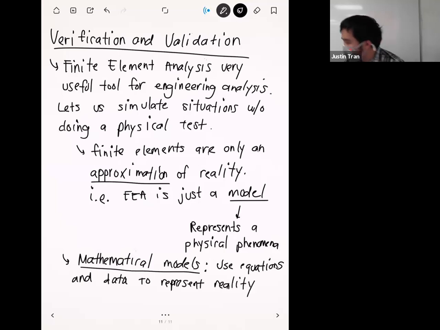And of course, finite elements fits within this category of mathematical models. Remember, finite elements ultimately, at the end of the day, we're solving differential equations, and those differential equations are used to represent what's supposed to happen in real life.